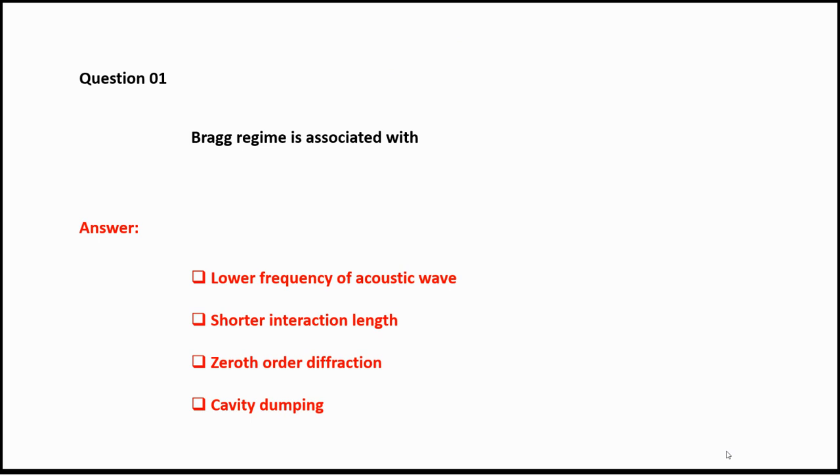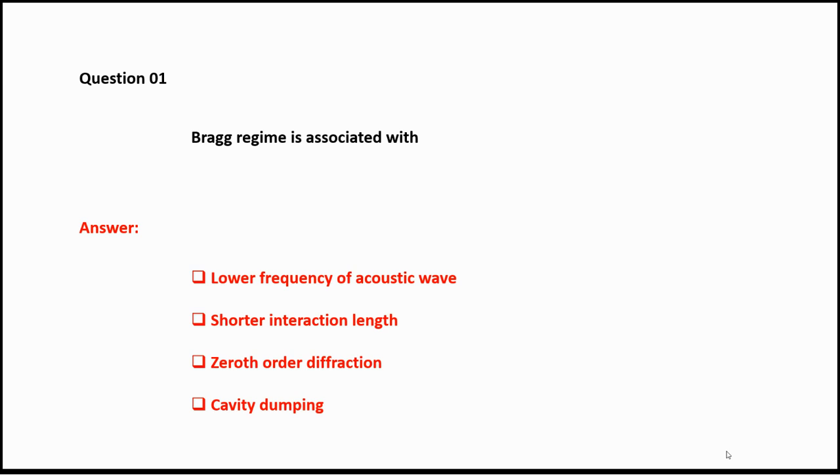Question 1: the Bragg regime is associated with. The options to this question are lower frequency of acoustic wave, shorter interaction length, zeroth order diffraction, and cavity dumping. So first of all, I'll explain each of these terms. What are these? The first one is the lower frequency of acoustic wave.